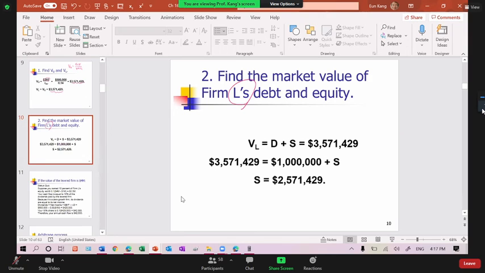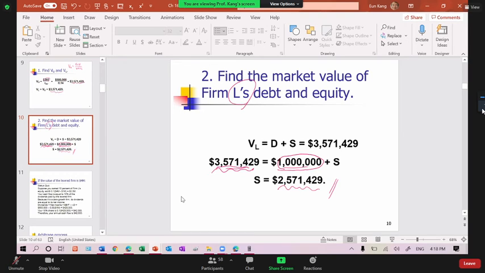Now, VL, they have $1 million debt. So total value is debt plus equity. So S is total value minus debt, 2,571,429, right? And they prove this using an arbitrage argument. So this is very important.